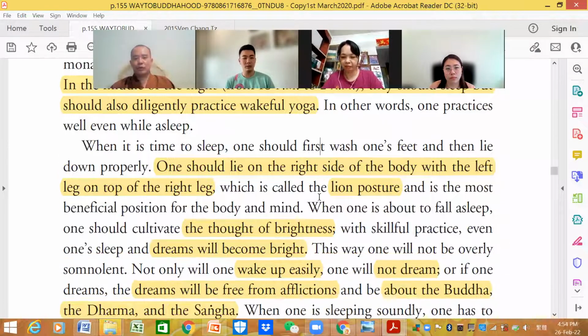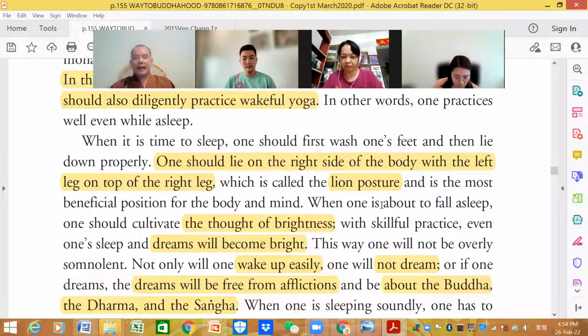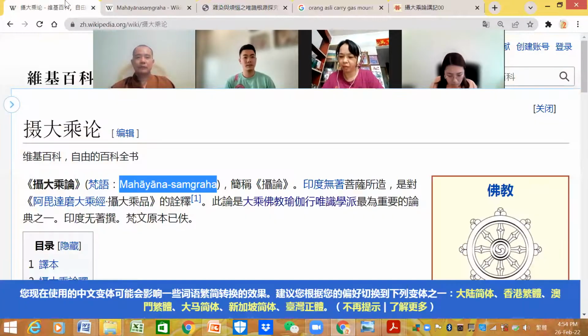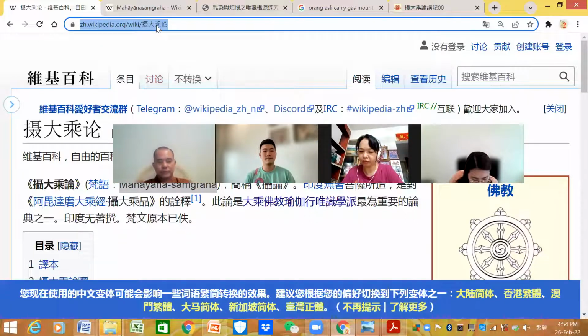What does it mean, wakeful yoga? You see, we do the lion pose and the thought of the brightness. Class, take a look. It's the lion pose.